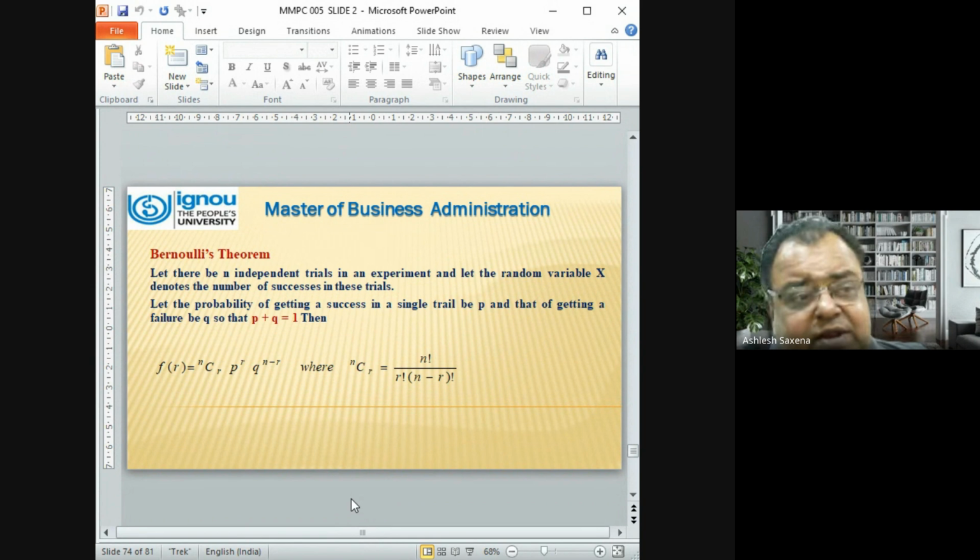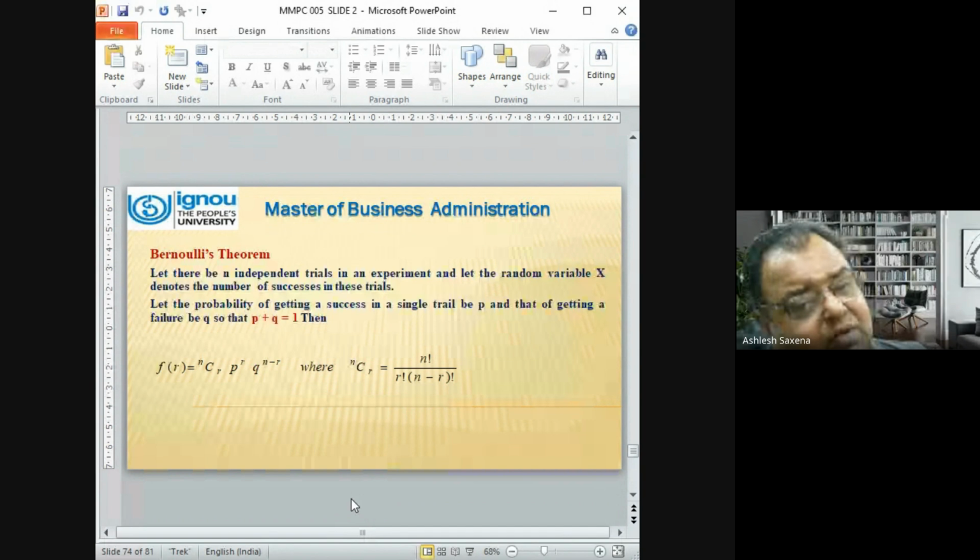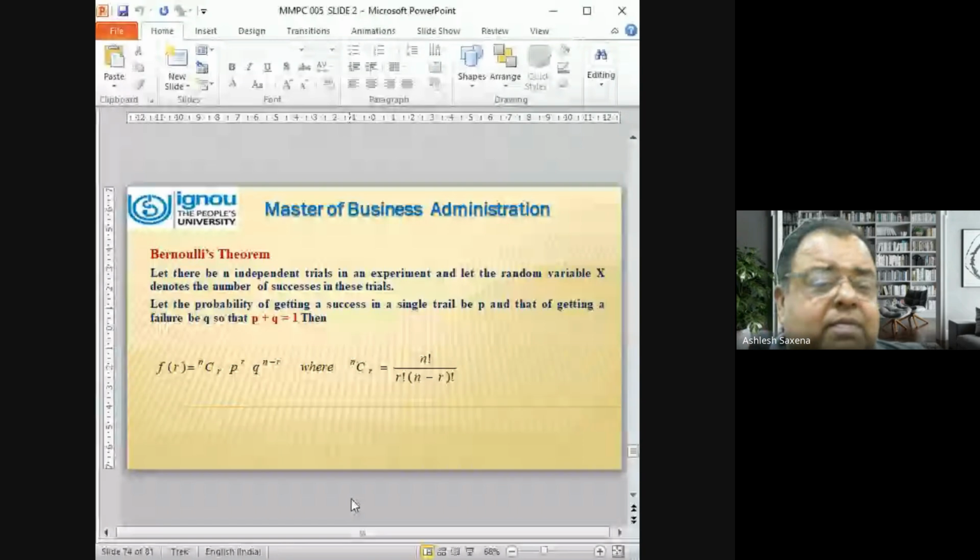If you have n factorial, when we open up this n factorial, it comes out to be n into n minus 1 into n minus 2 into n minus 3, till 1. That means the initial three terms will be n into n minus 1 into n minus 2, and the last end of this series will be 3 into 2 into 1.